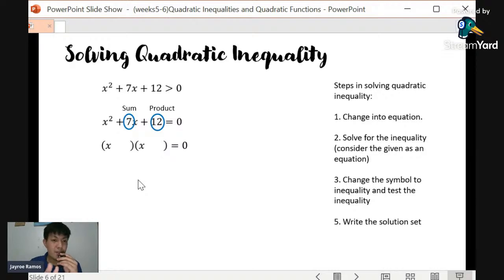So what will we do with those two numbers? We will input them in our template. So we have plus 3 and then we have plus 4. Okay? So that's where we put the numbers we got earlier. Okay, so next. So we are done factoring, okay? Now we're going to solve.